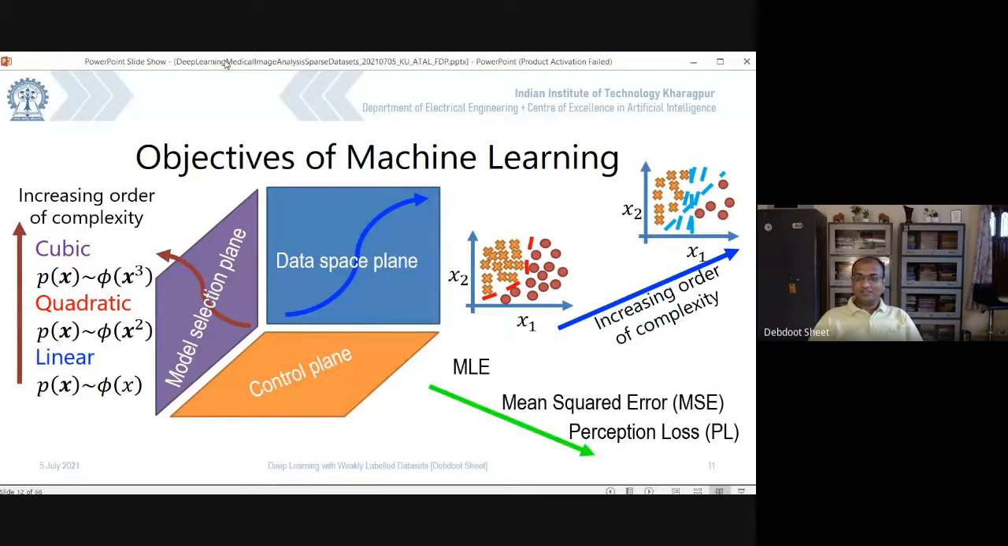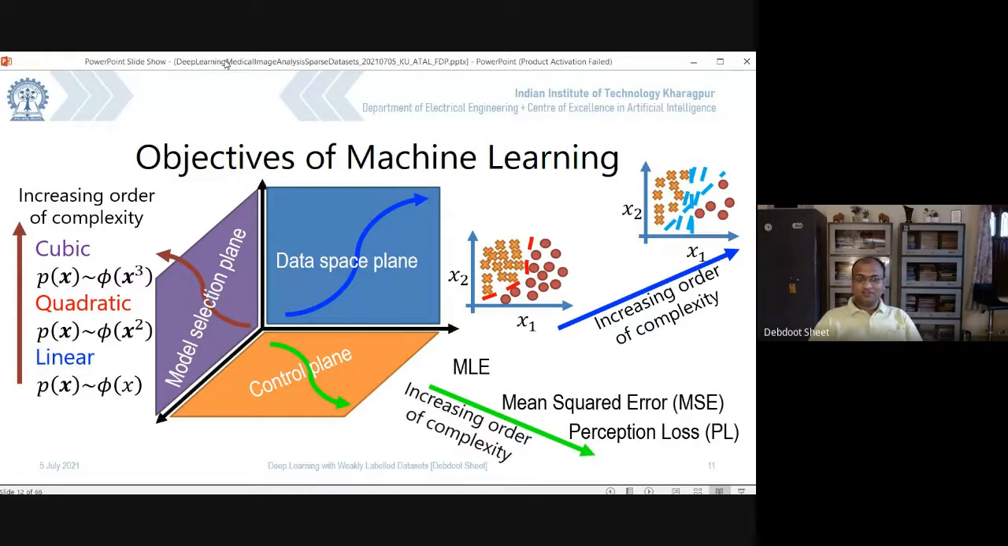Now the simplest of the control plane optimizations is what is called maximum likelihood estimation, which is just a probabilistic method. It essentially solves the Bayes rule in order to do it. Now that's not the easiest one. There are more challenging ones, and the next best approach is what is solved using mean square error, and that's the approach which is used in regression analysis. So you essentially try to minimize the mean square error.